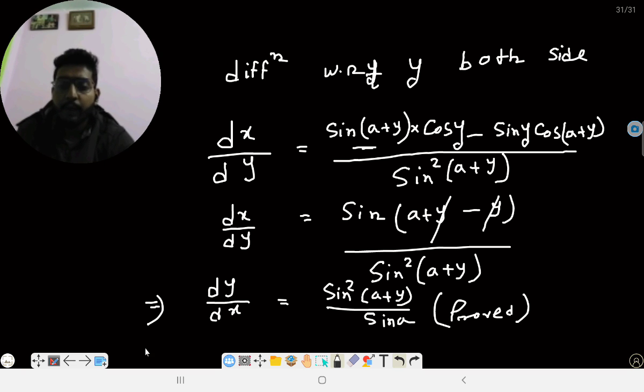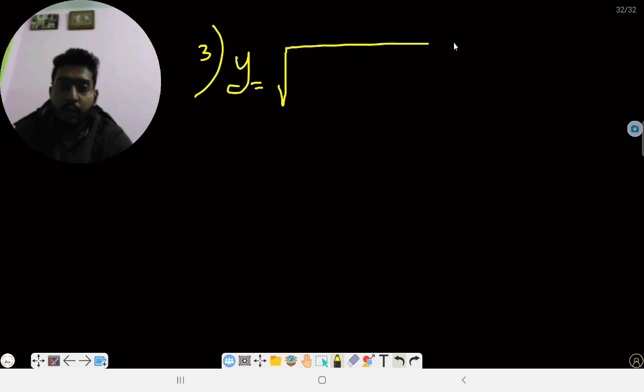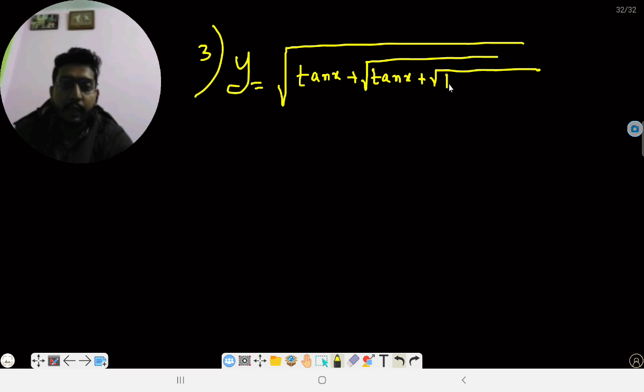Okay, now next one, question number 3. We move to question number 3. Now this is a very interesting one. So the problem is like this, y equals, it is given, root over of tan x plus again root over of tan x plus again root over of tan x plus dot dot dot up to infinity.